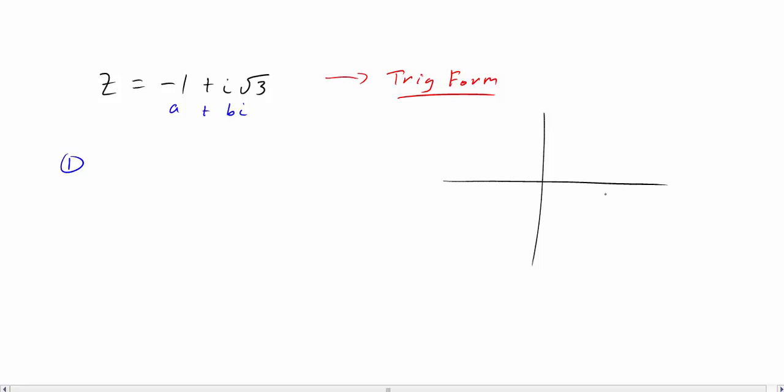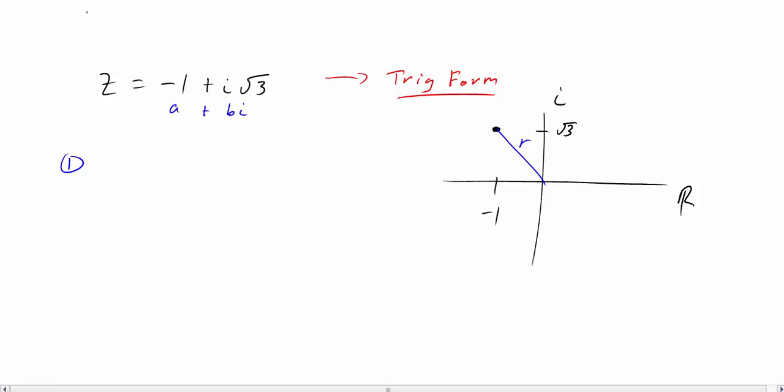We have a -1, so here's our real axis and our imaginary axis. The -1 tells us we're going to go 1 to the left, and then we have a square root of 3. So we know that's going to go up, and I'm just going to pick a point here and call this the square root of 3. So our point is right here. And what we need to first calculate is, what is this r value? How far away is that?